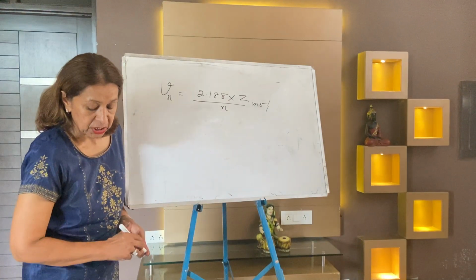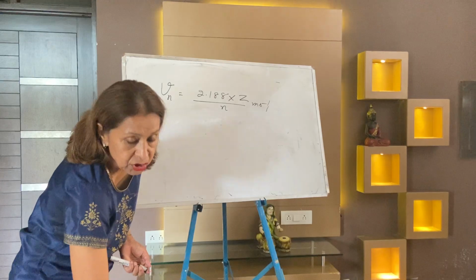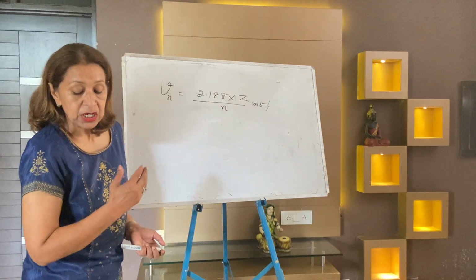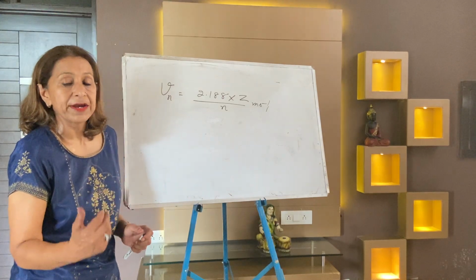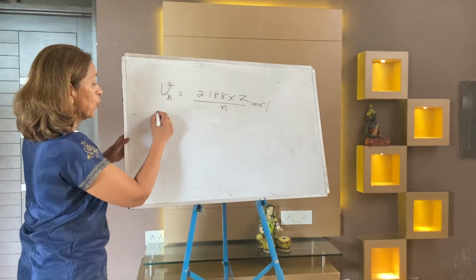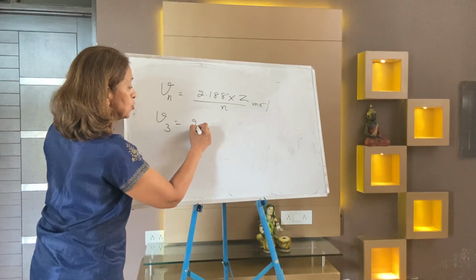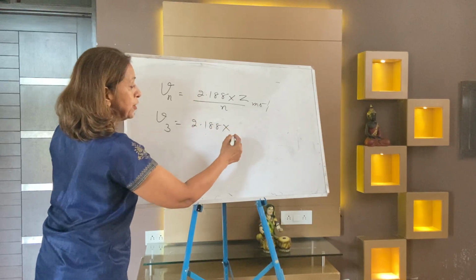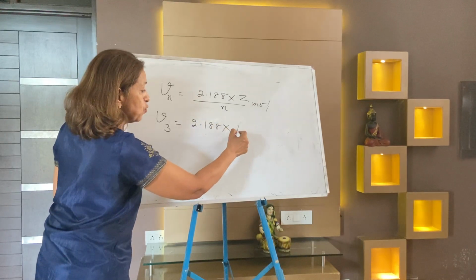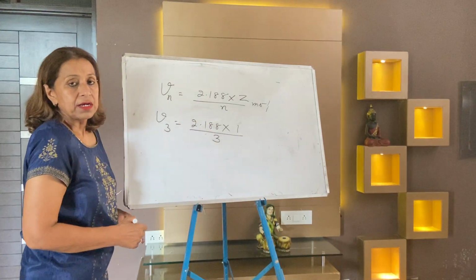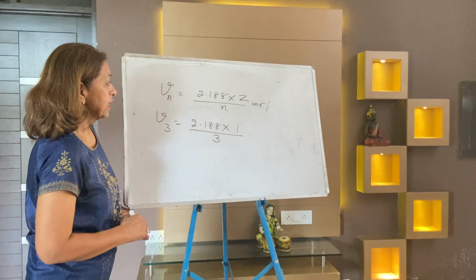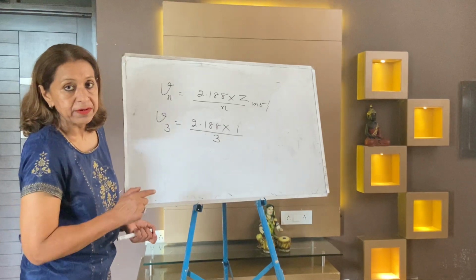Write down one of the questions regarding velocity. Question: calculate the velocity of the electron present in the third orbit of the hydrogen atom. So for the third orbit of the hydrogen atom, it is 2.188 into z by n, where z is 1 and n is 3. This is the answer, very simple.